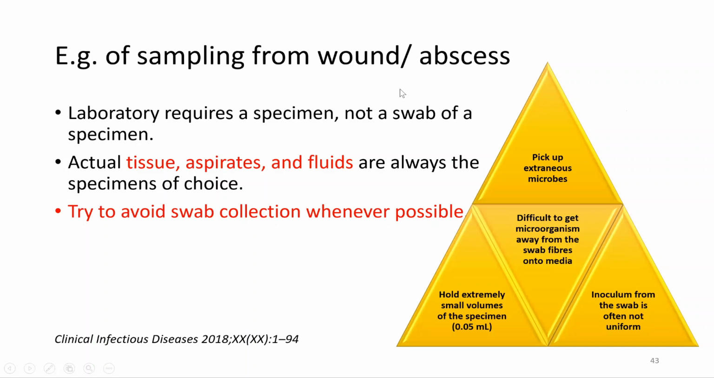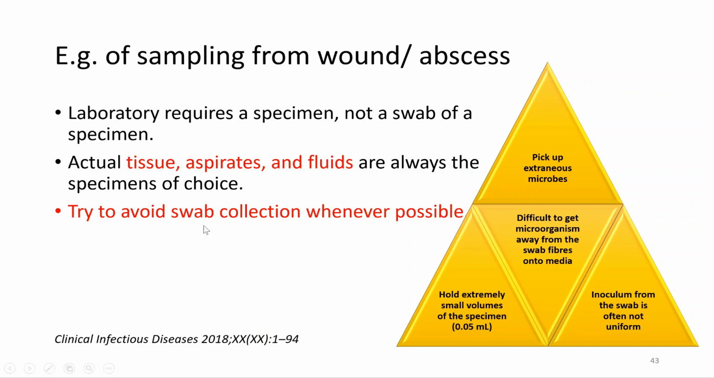Example of sampling from a wound or abscess. I think this is common for surgical conditions. So the lab basically requires a specimen, not a swab of a specimen. We prefer actual tissue, aspirates, or fluids over swabs. If you can avoid taking a swab, then it is better, because the swab itself only has a limited surface area where you can only take a limited amount of specimen, and the volume of the specimen is directly proportionate to the yield of the culture and sensitivity.